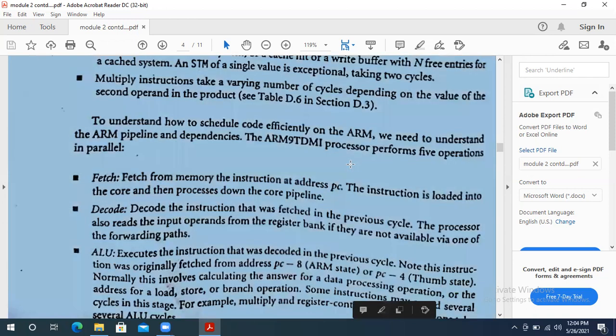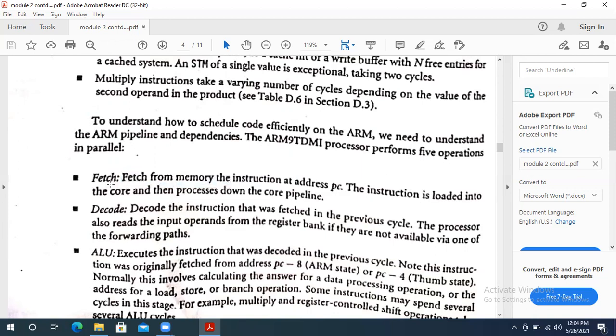So next, the instructions are loaded into the core, then processed down the core pipeline. That is nothing but, after fetching, those are passed to the second phase. Second phase is nothing but the decode stage. Fetching is nothing but taking the inputs from the memory and adding them in the program counter, that is called a fetch here. So after fetch, we'll go for the decoding here.